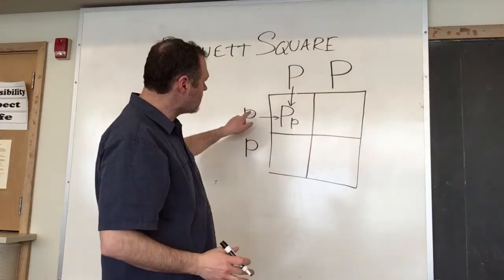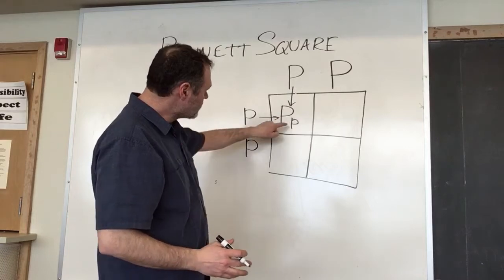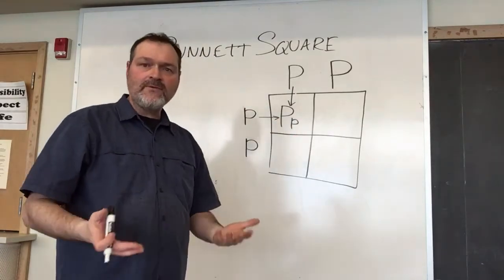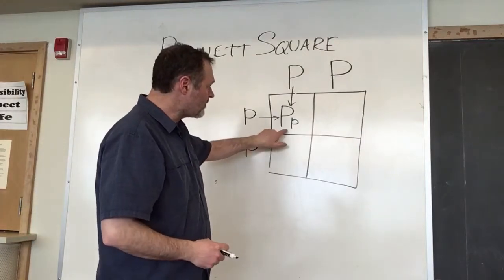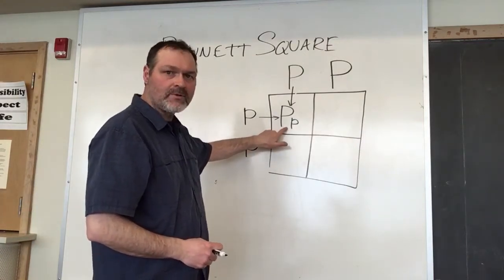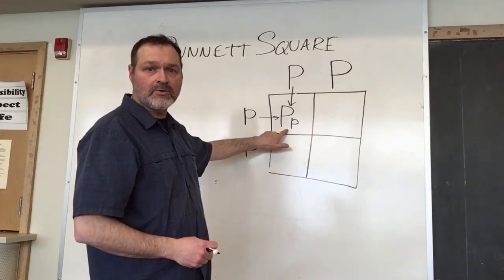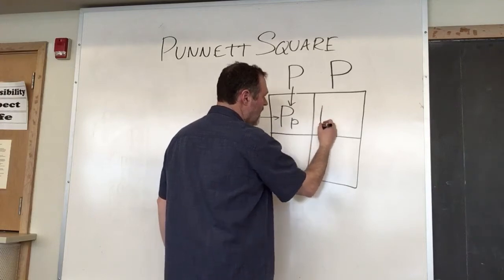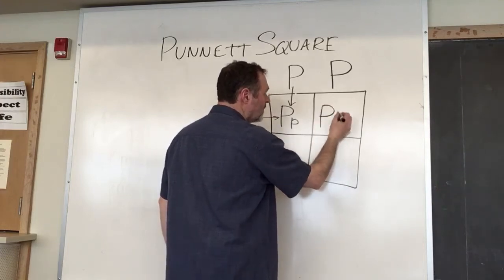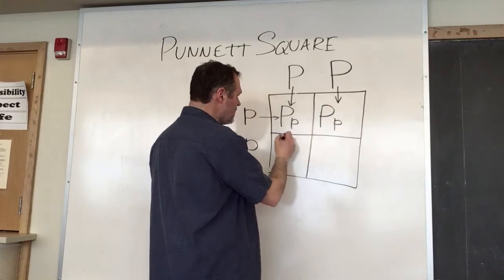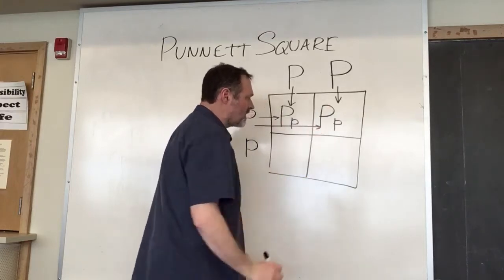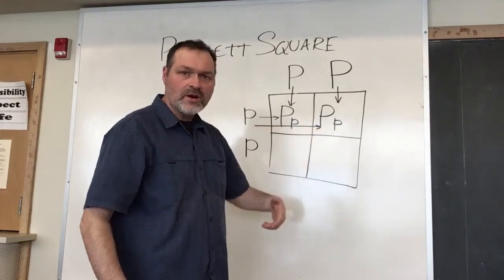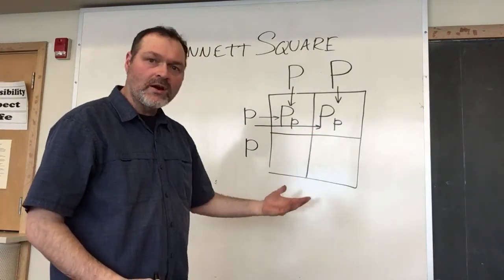So here in this square, we'd combine the capital P with the lowercase p. That means that this square represents a 25% chance that you're going to have an offspring with that genotype. Of course, the phenotype here would be capital P, purple. This one, voila, it's going to be the same thing. The uppercase P combines with the lowercase p, and we get a heterozygous or hybrid in that square as well.